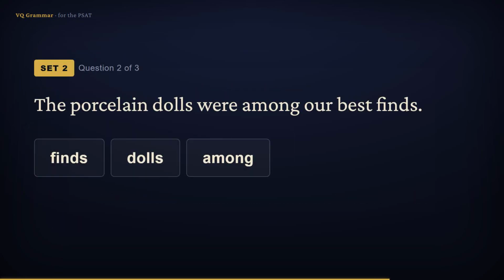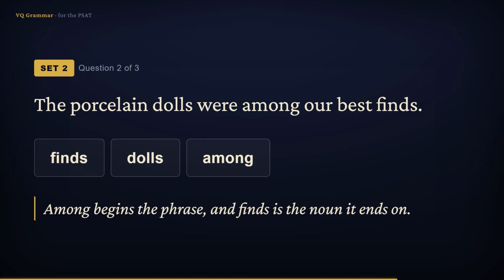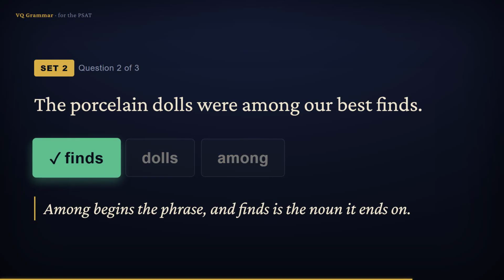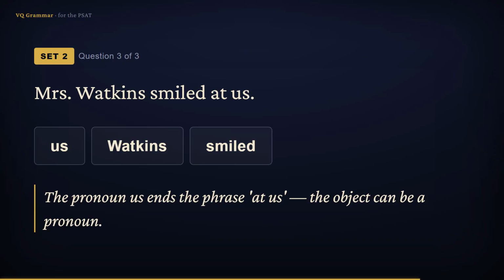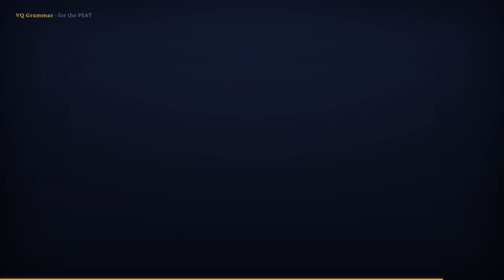The porcelain dolls were among our best finds. The phrase begins with among and runs to the noun finds. That ending noun is the object of the preposition, so the answer is finds. Mrs. Watkins smiled at us. The phrase is at us. It begins with at and ends on the pronoun us. Remember, the object can be a pronoun, not just a noun, so the answer is us.